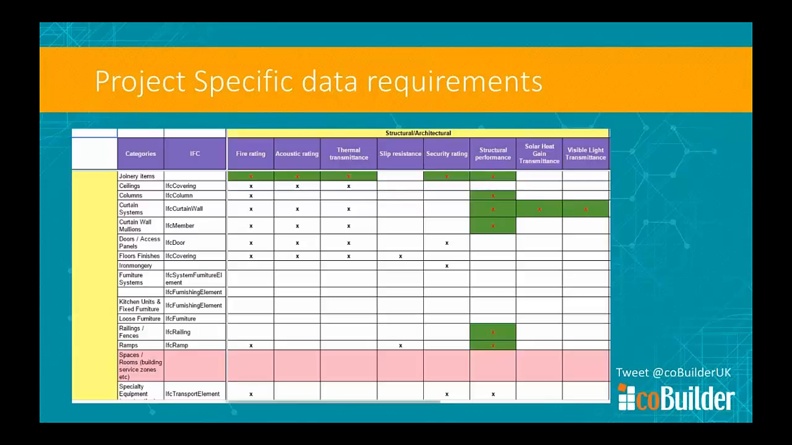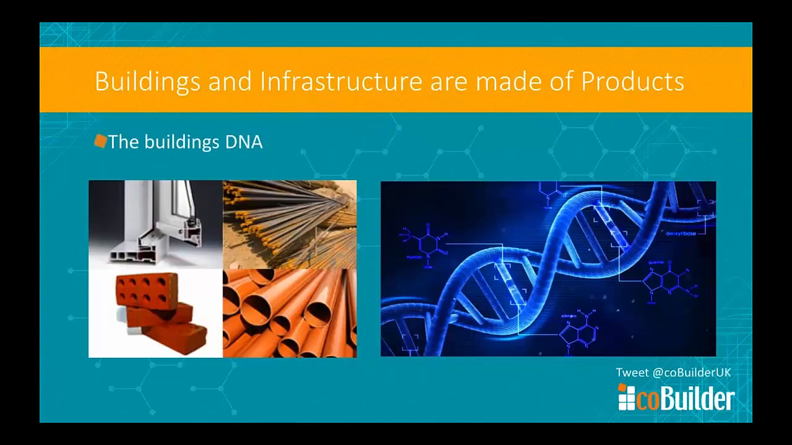We want specific data about specific products, and this is why we want this data. So, for instance, they might well want acoustic ratings of walls or acoustic ratings of something else or slip resistance. And this now has to filter down to the rest of the construction industry, to the manufacturers, and the supply chain in terms of the subcontractors and contractors to start getting and recording this information. So the data, well, the DNA of a building is products. So that's what we're collecting, is the product information, that product data.